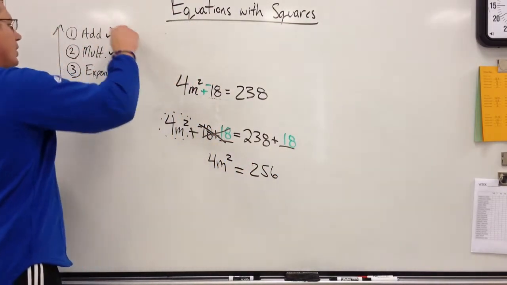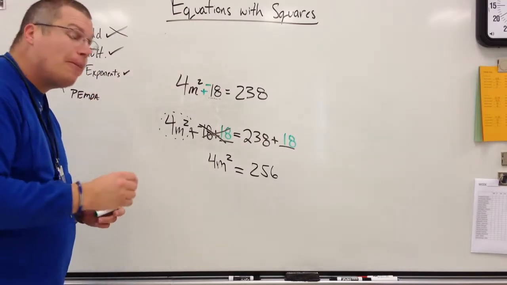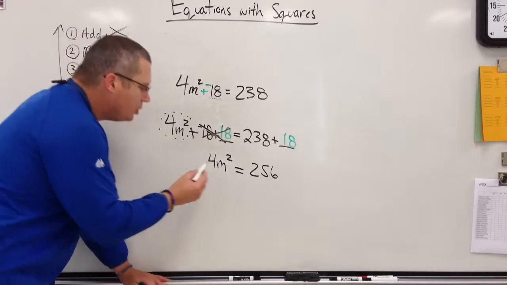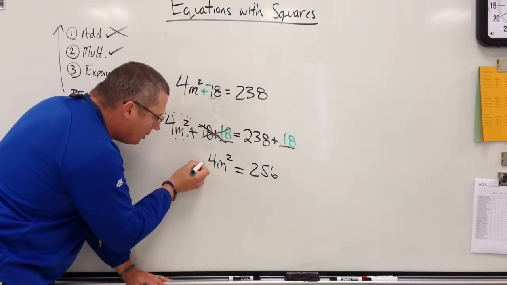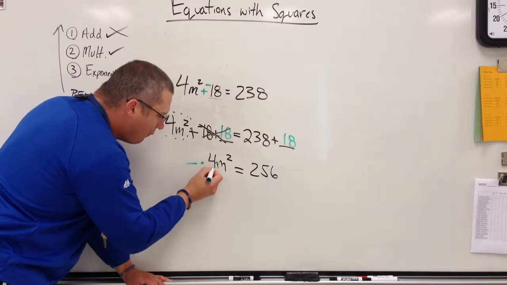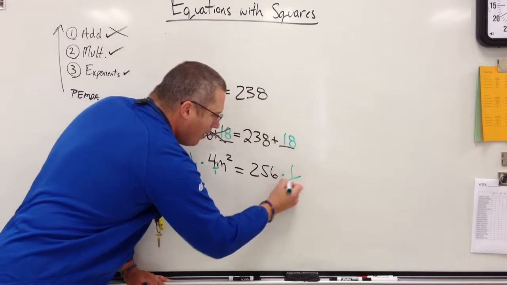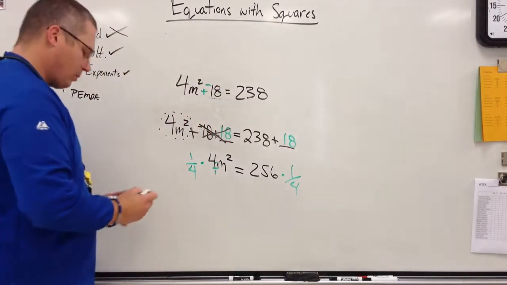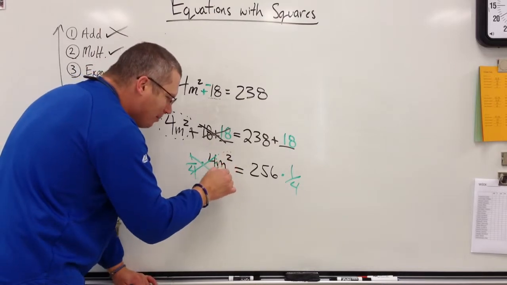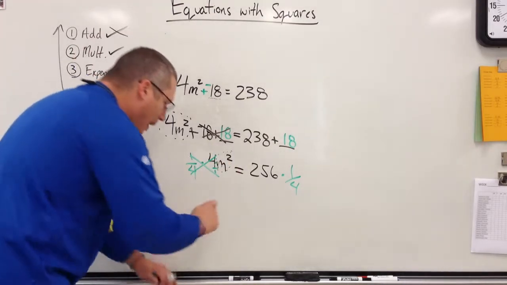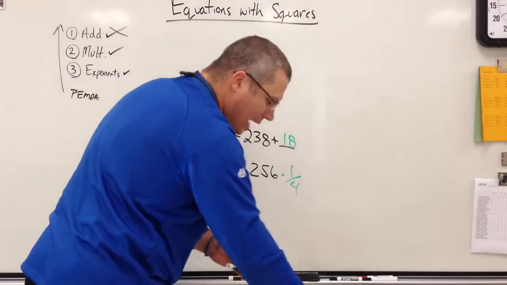Step 1, done. Can I now multiply by the reciprocal of the multiplied number? Sure, this term has a multiplied 4. So I want the reciprocal of that. Reciprocal of 4 over 1 is 1 over 4. Multiply this side by 1 over 4. The 4's will cancel. All I'm left with now is the m to the second power. So I have m to the second power equals, I need 256 times 1/4.